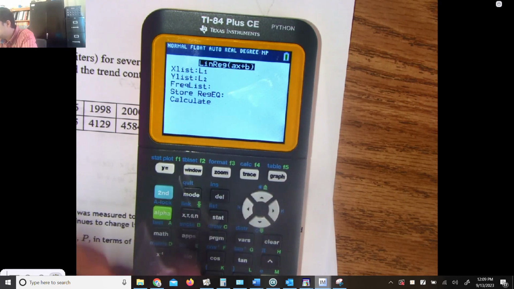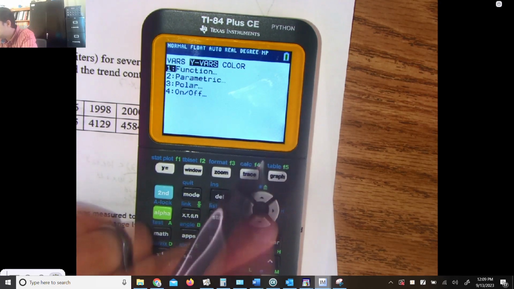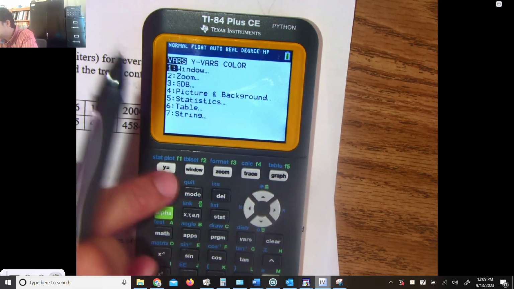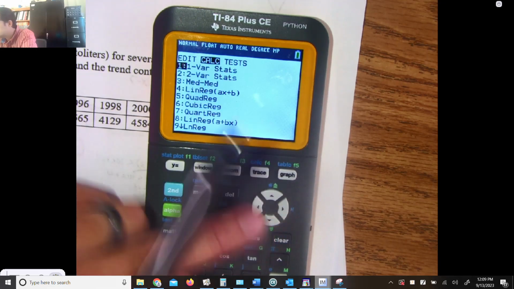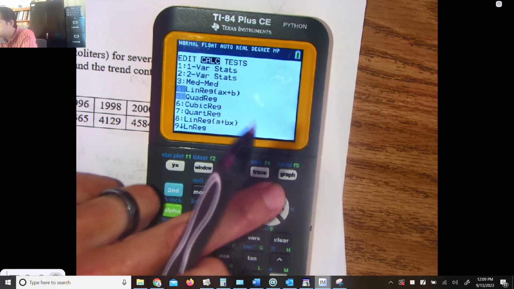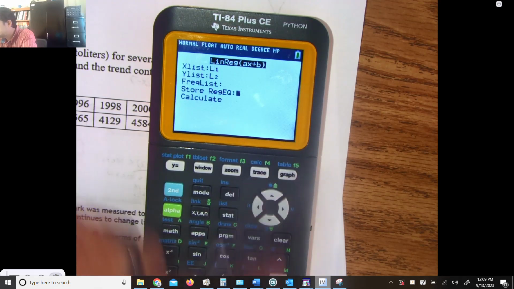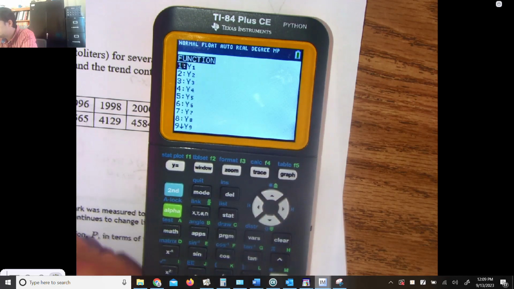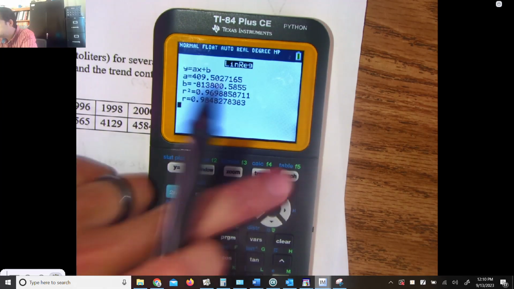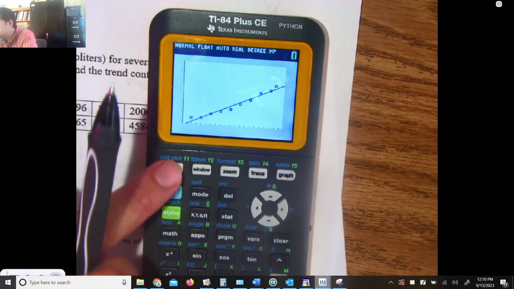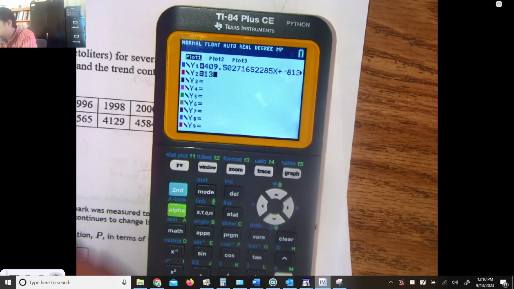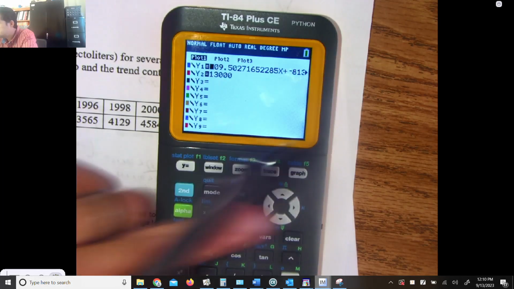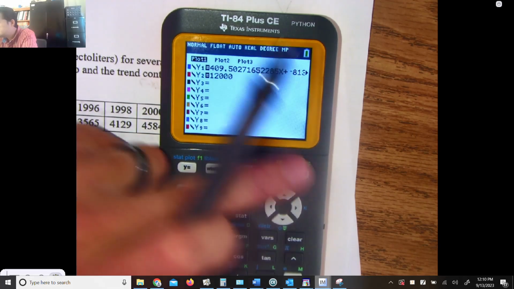Let me go through that process again. Vars, Y variables, function, Y1. And I didn't hit calculate. I should have just written the function down, shouldn't I? Try this again. Now the line's there. I cleared it. I should have put the 13,000 in Y2. Sorry, 12,000 in Y2. I just need to quit.